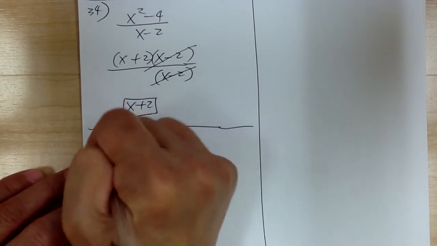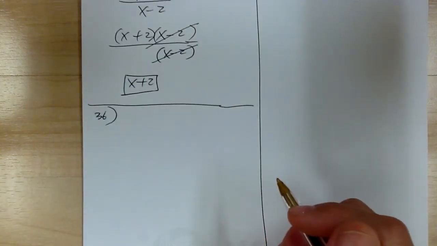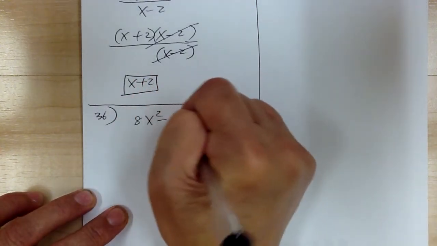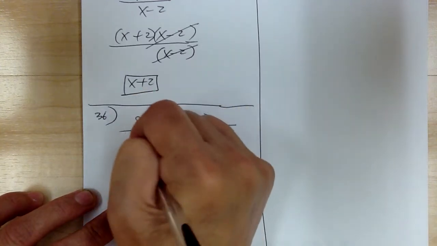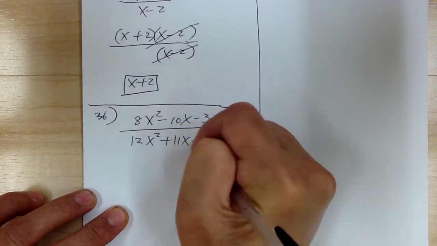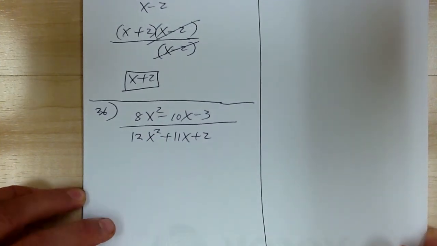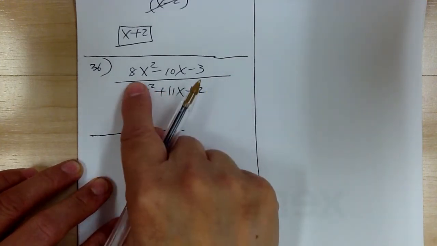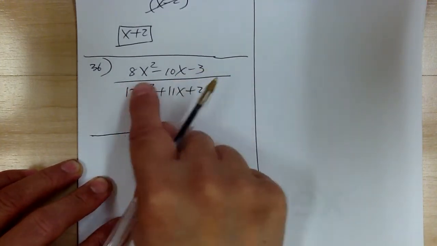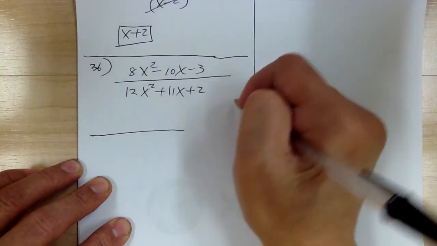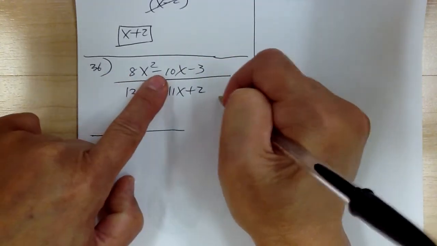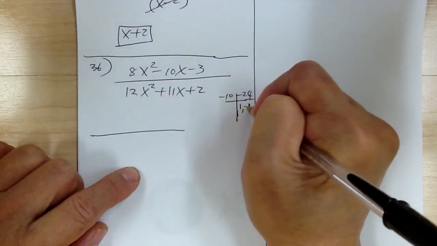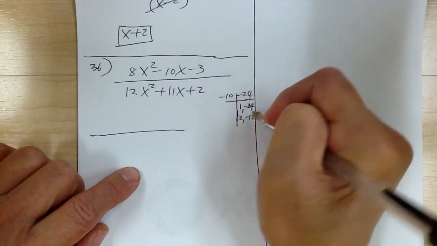Okay, let's go to 36. You have 8x squared minus 10x minus 3 over 12x squared plus 11x plus 2. Over here, you need to do factoring. On the top, step 1, common factor, cannot. Step 2, perfect square, cannot. So step 4, master product. Let's do the master product for the top. You're going to get negative 10 and negative 24. So you're going to get 1 comma negative 24, 2 comma negative 12, and that's it.